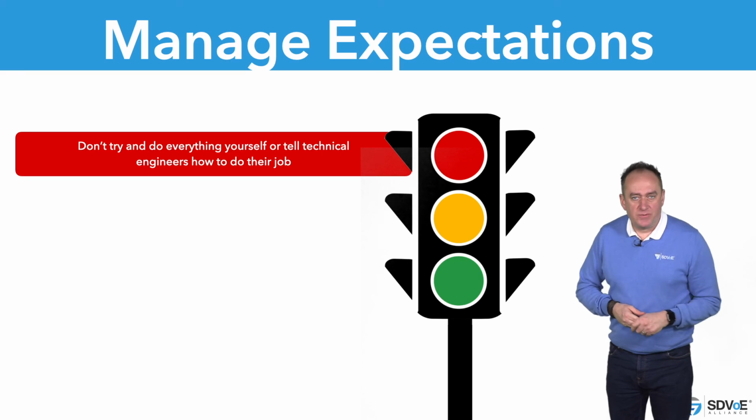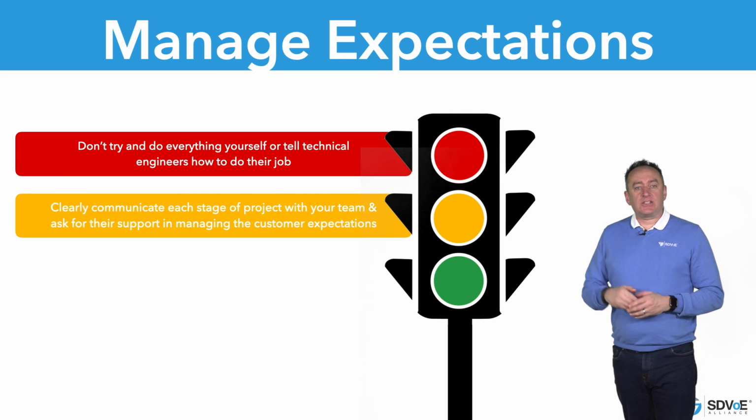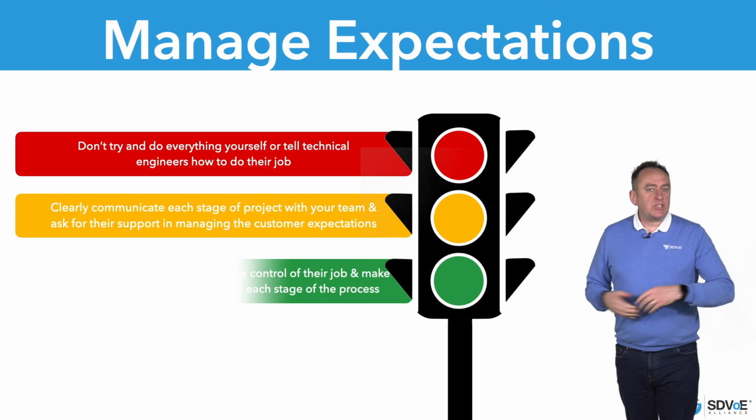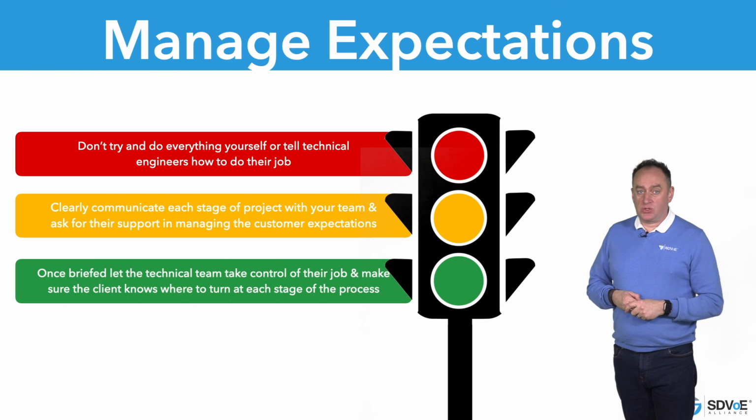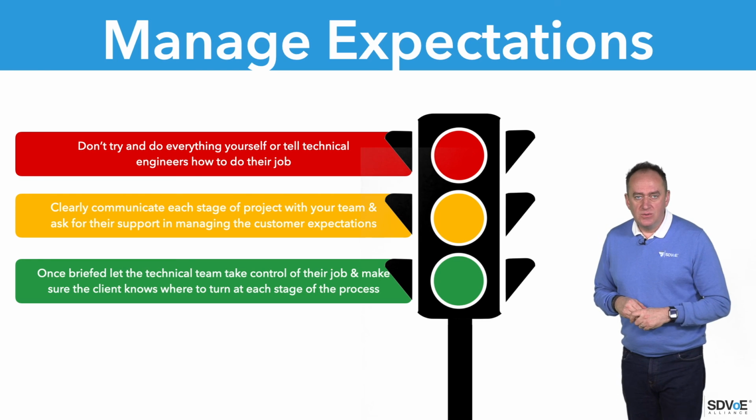The job of the sales professional is to manage expectations and keep the customer informed. The job of the technical team is to implement the system. Once the customer knows who to turn to for support at each stage of the project, there should be no confusion.